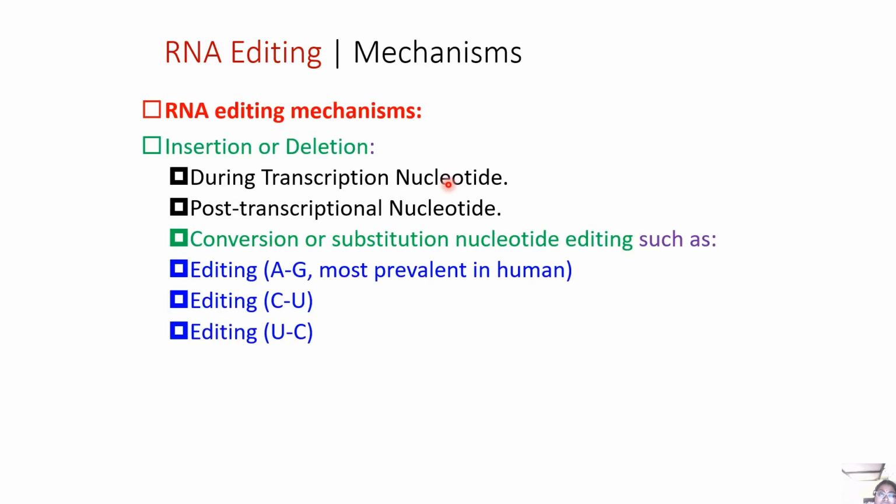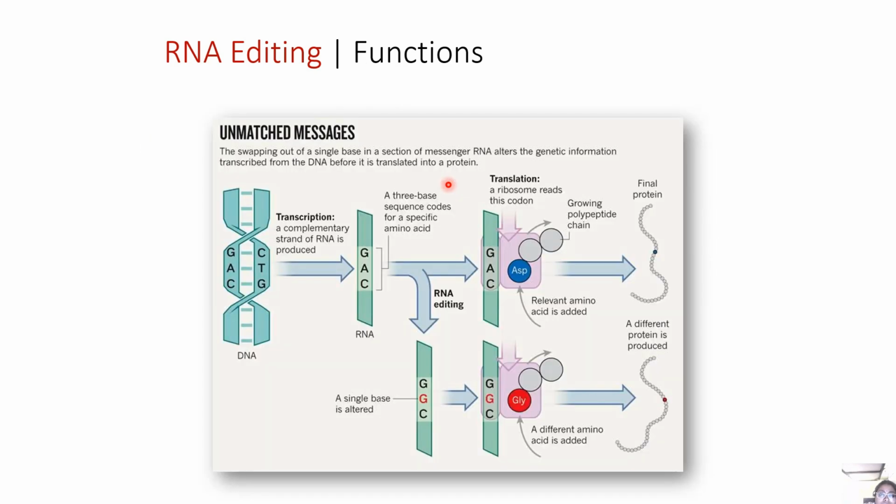Okay, so insertion or deletion during transcription, nucleotide conversion or substitution post-translation, and nucleotide editing such as A-to-G editing, which is most prevalent in humans, C-to-U editing, and U-to-C editing. Now what are the unmatched messages? Swapping out a single base in a section of messenger RNA alters the genetic information transcribed from the DNA before it is translated into a protein.